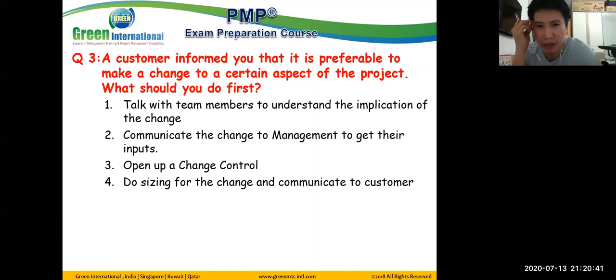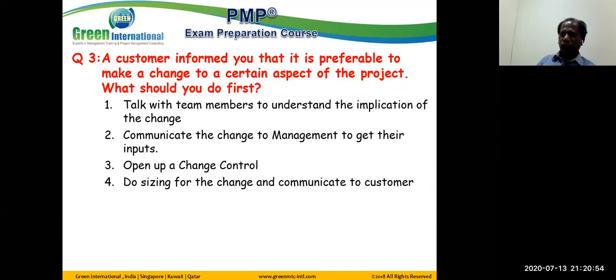Communicate and talk with team members to understand the implications of the change. What should be the first step? That's the question. Option 1 is the first.